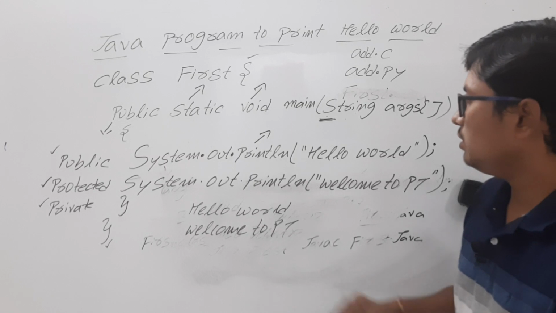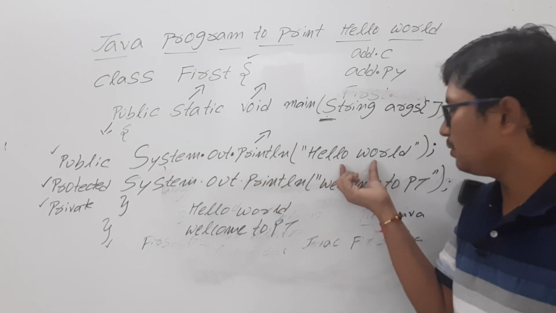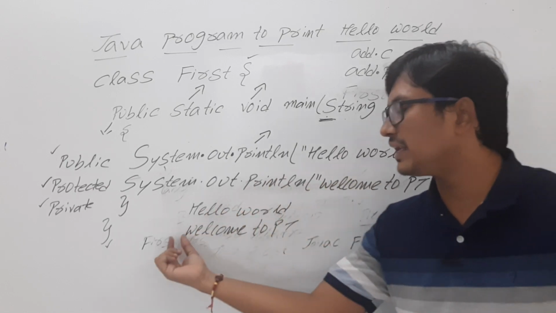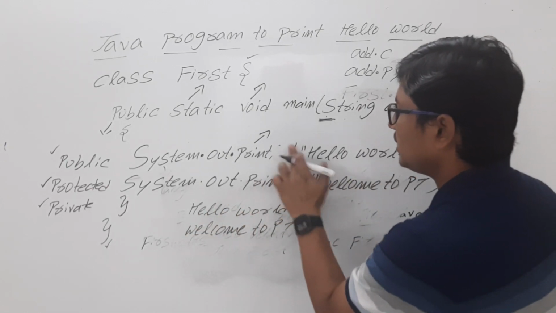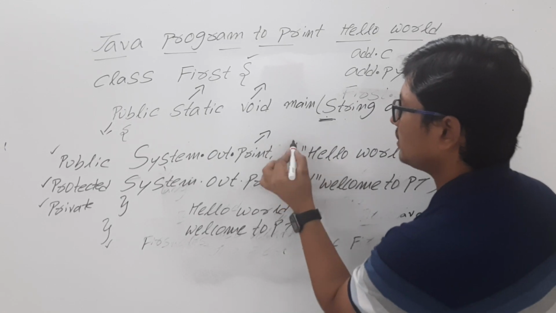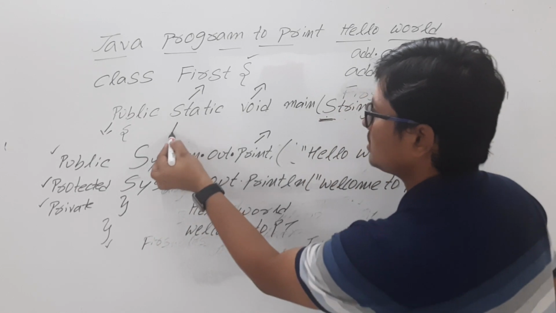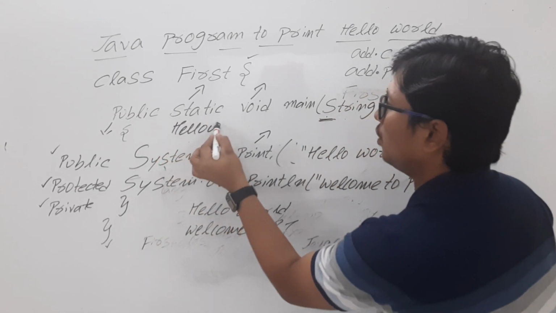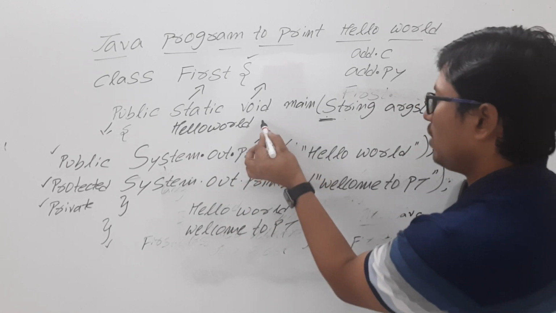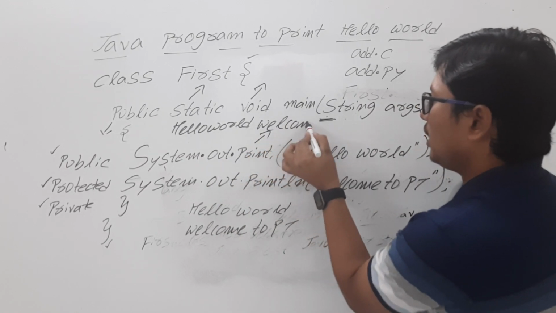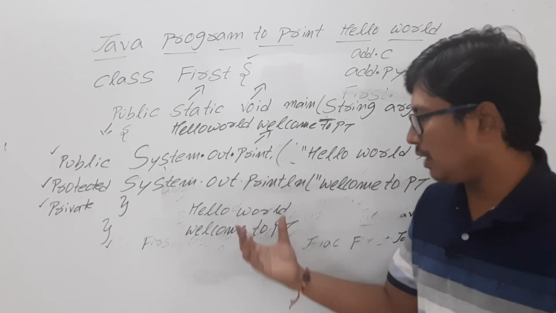Is it clear? So the println method will print whatever you have written on the console and will go to the next line. Suppose instead of println, I have specified only print. Then the output will be displayed as Hello World, and in the same line it will print the next one also, welcome to PT. I hope you have understood how I have written this program and how I have compiled it.